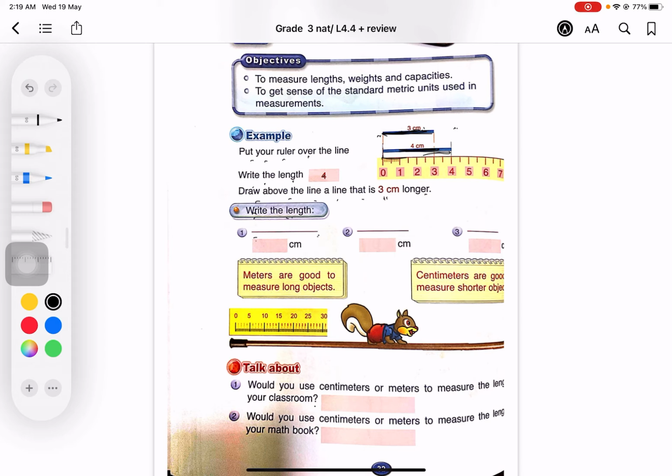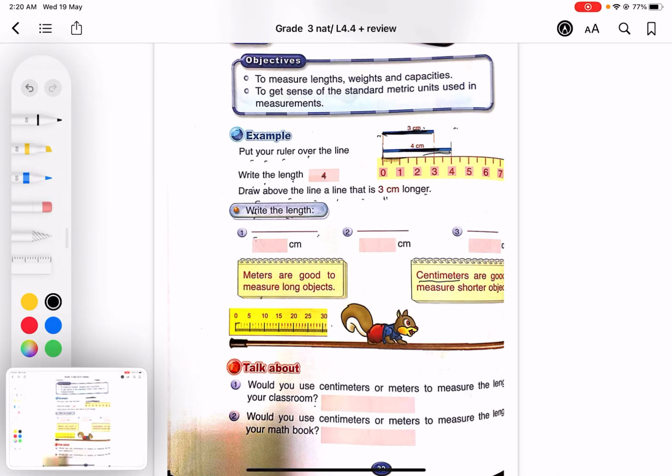Put your ruler over the line, write the length 4, draw above the line a line that is 3 centimeters longer. Write the length. Now, you write the length. You should bring your ruler and measure. Because our lesson is online, you can't measure these things, so you can skip these.